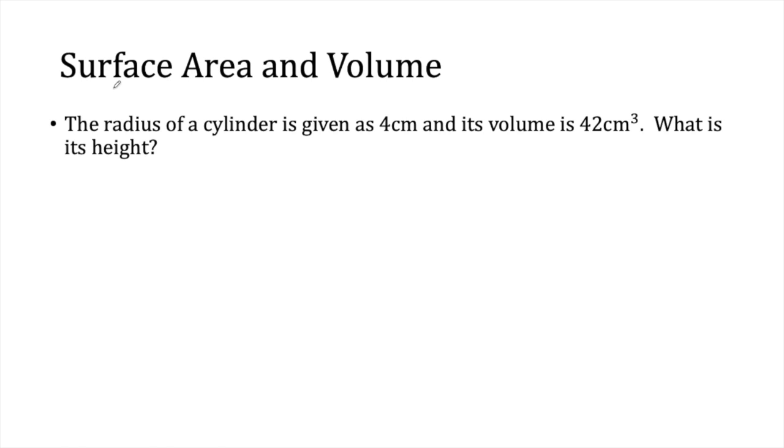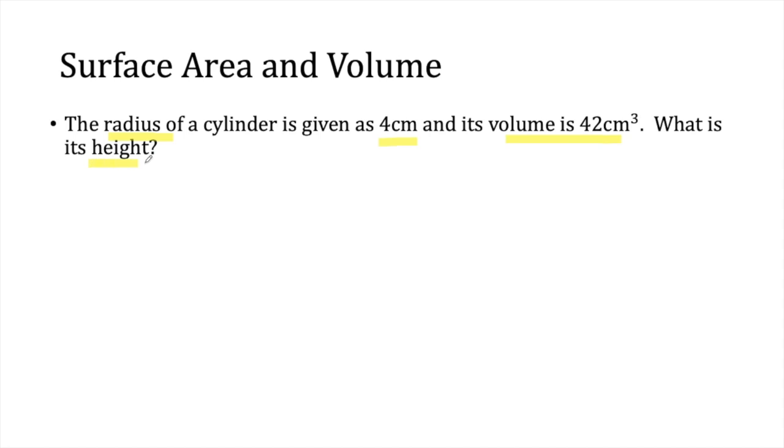In this video, we will be looking at a surface area and volume problem. Volume of a cylinder to be specific. So let's begin. The radius of a cylinder is given as 4 centimeters and its volume is 42 centimeter cube.